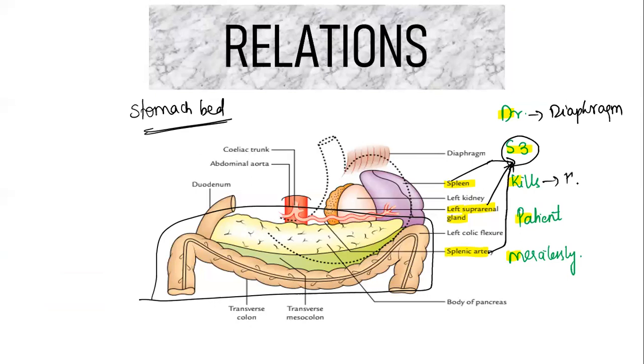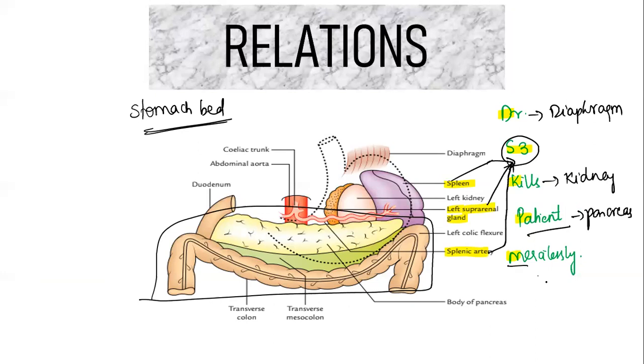K for kidney. Right, whenever I talk about the suprarenal gland, obviously the kidney will come, right? So this is the spleen, and here, this is my kidney and this is the suprarenal gland. So the suprarenal gland, spleen, splenic artery, and the kidney, all these are going to form the stomach bed. P for pancreas, right? So here you have got the pancreas.